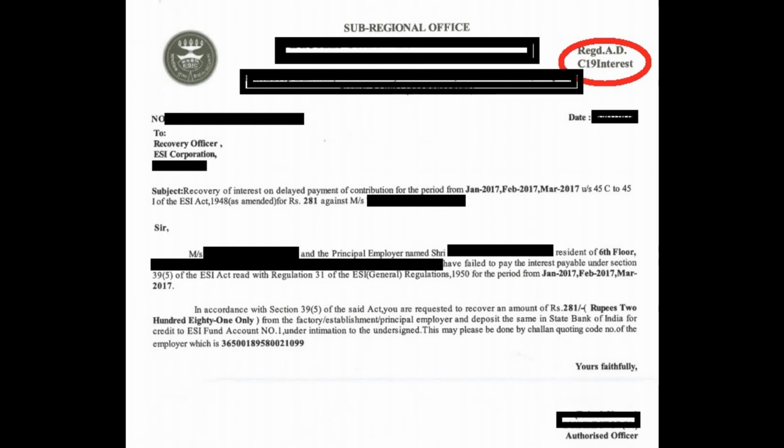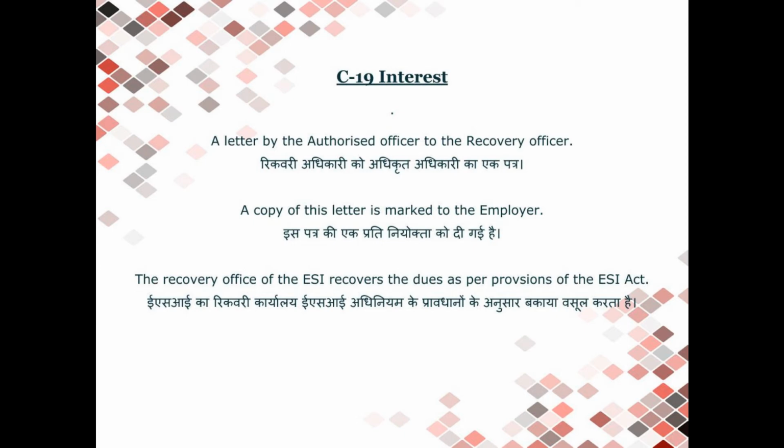A copy of this letter is marked to the employer. The letter says that this much amount has to be recovered from the employer. The recovery officer then, as per the provisions of the ESI Act, recovers the dues from the employer. The employer has to know what amount is going to be recovered from him by the recovery officer. That's why a copy of this letter is always marked to the employer. So this is how C18 interest and C19 interest notices are issued.